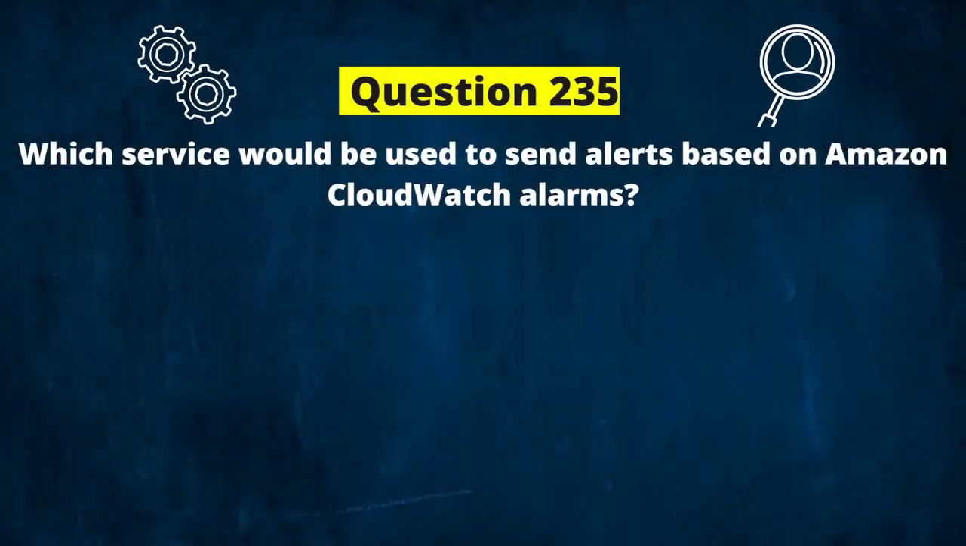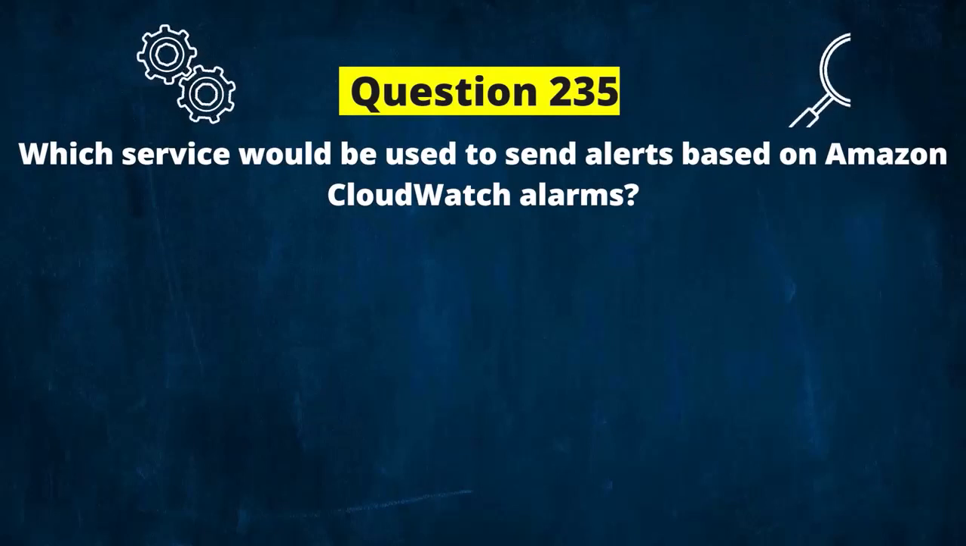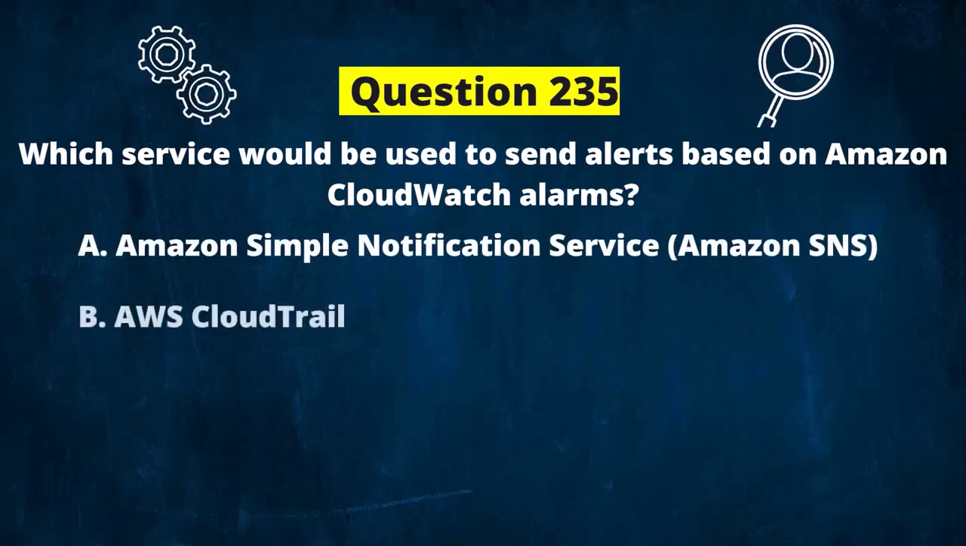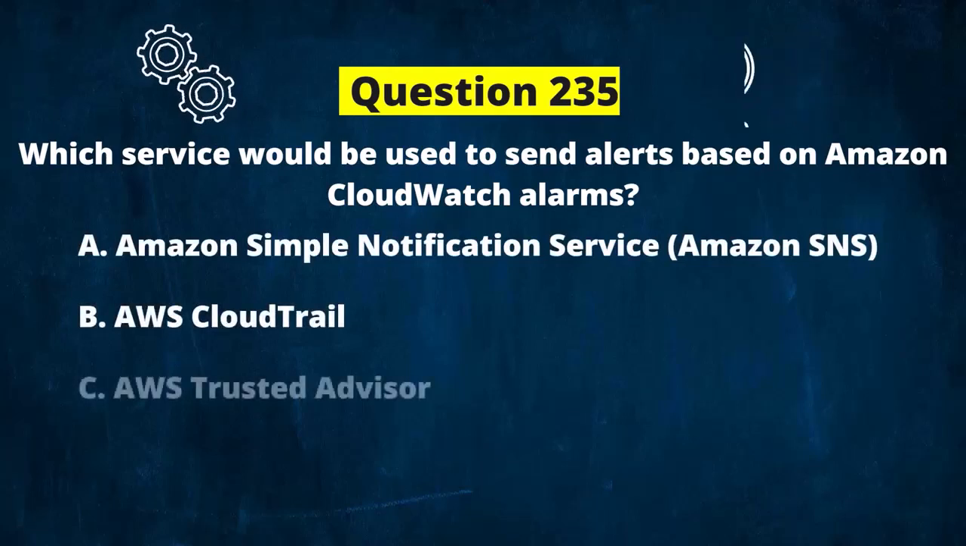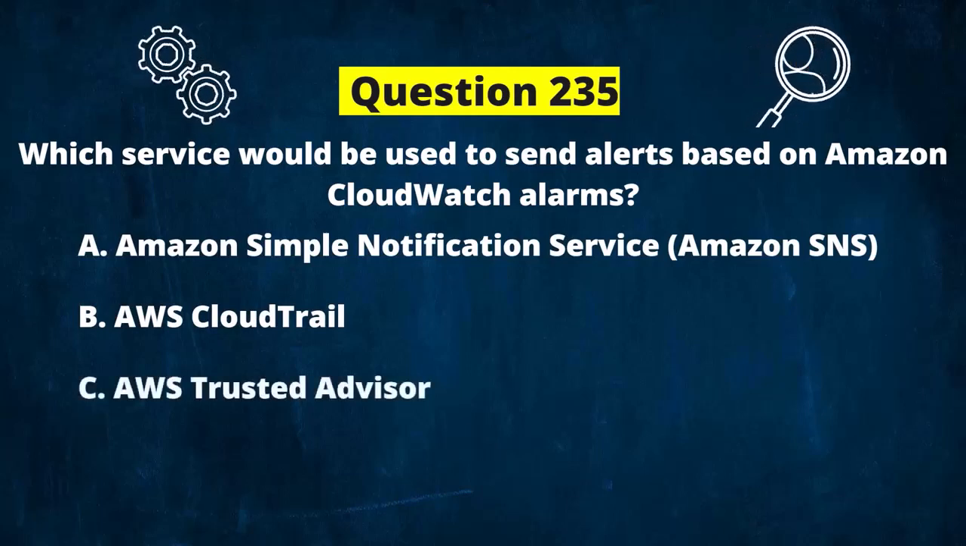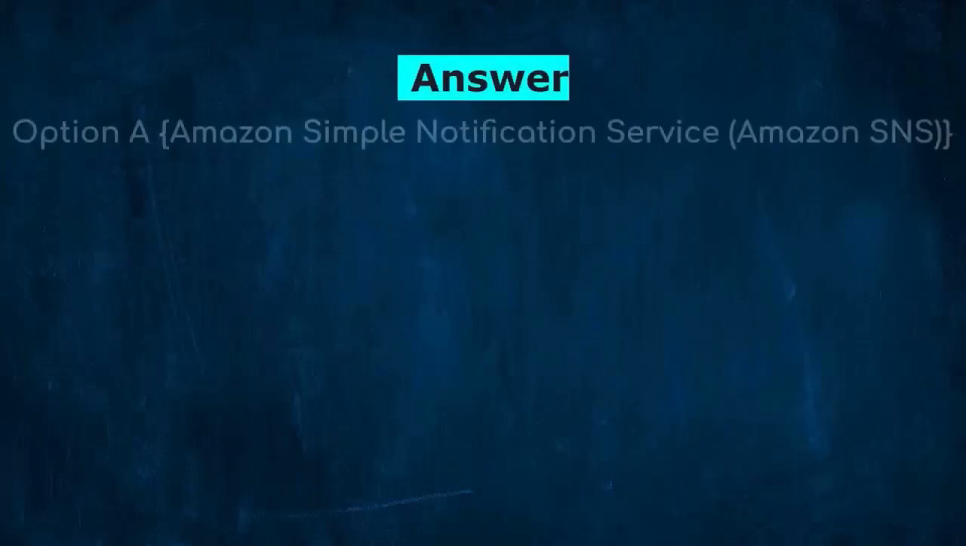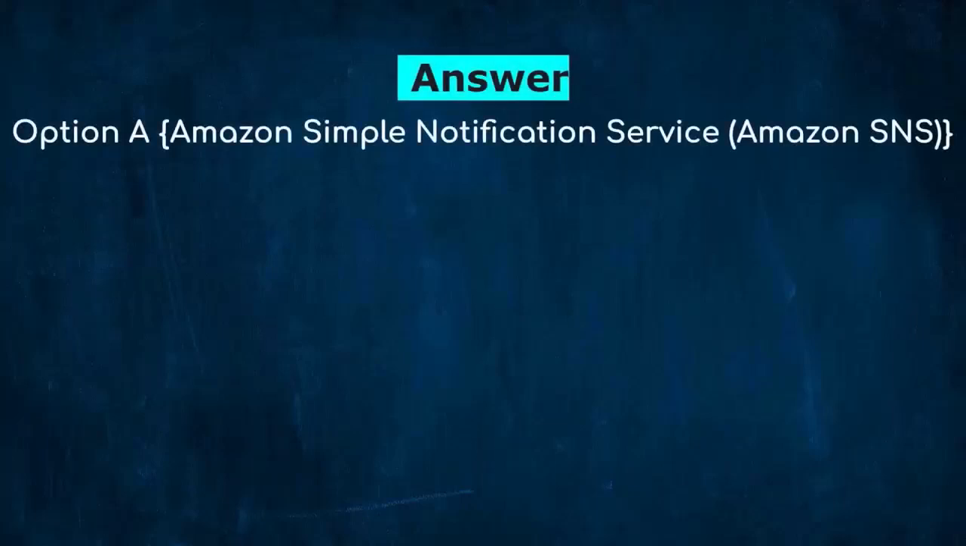Next question. Which service would be used to send alerts based on Amazon CloudWatch alarms? And the options are A. Amazon Simple Notification Service, B. AWS Cloud Trail, C. AWS Trusted Advisor, D. Amazon Route 53. And the correct answer is option A. Amazon Simple Notification Service.